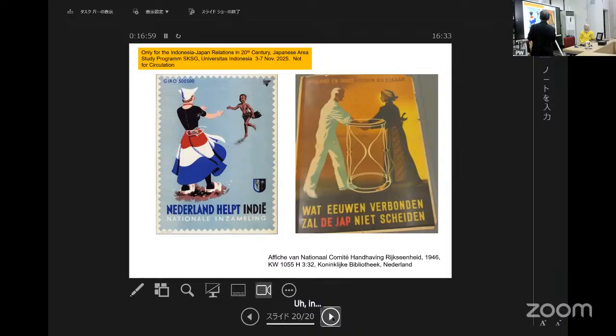This is a so clear image of the Dutch stereotype in the post-war period. And maybe I think this is also so famous in Indonesia. It indicates that the Dutch and the Indonesian people have already had such a long friendship.